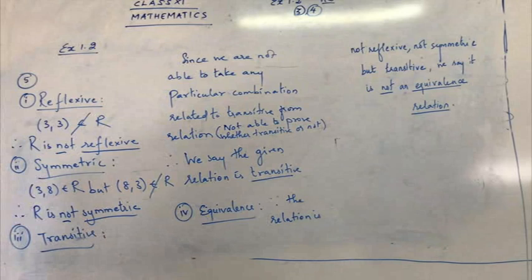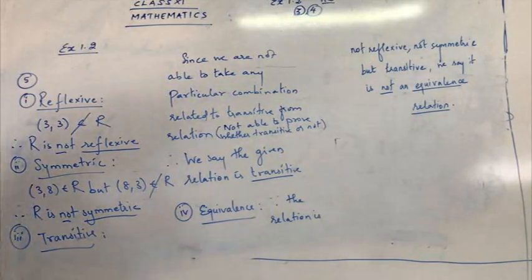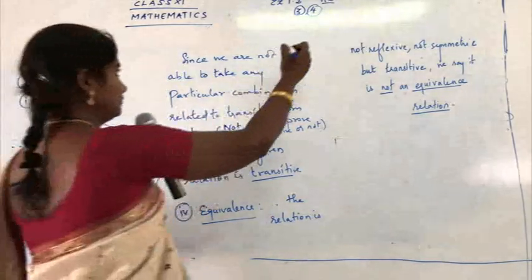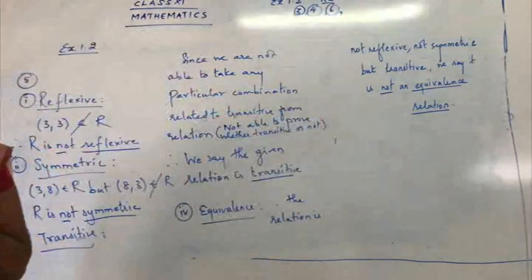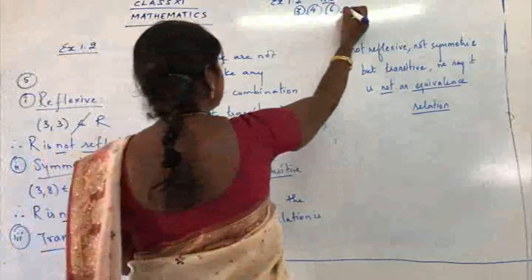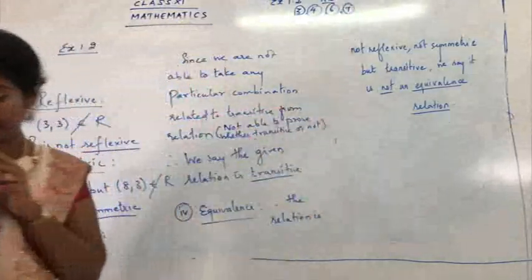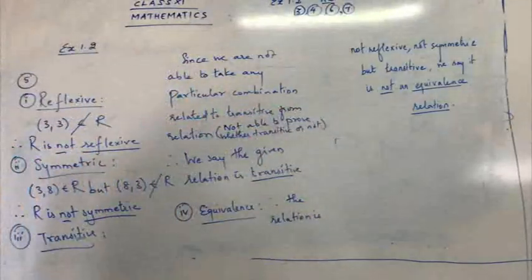Sum number 6 is: prove that the relation friendship is not an equivalence relation on the set of all people in Chennai. So you have to just show that it is not an equivalence relation. Somewhere you don't get all the things to be true. So sum number 6 will be homework. And also sum number 7 will be homework. For sum number 7, you have to follow sum number 5.